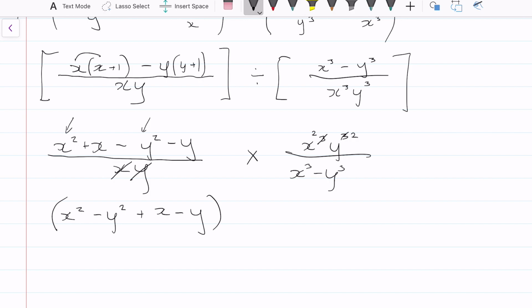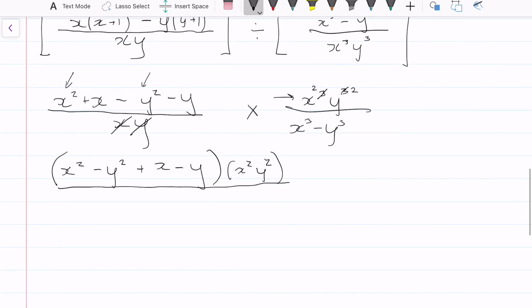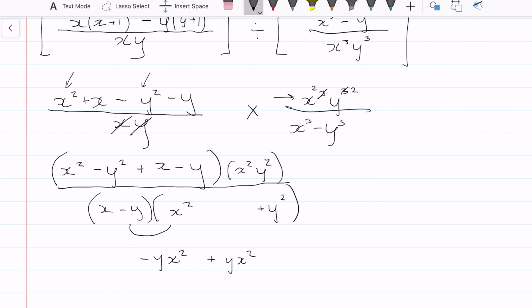And that is multiplied by this top term. That's x squared y squared. And we have x cubed minus y cubed. So let us factorize that. So we know we're going to have x minus y. We're going to have an x squared, and we're going to have a positive y squared. The middle term that we get is minus y x squared. So I need plus y x squared. So what do I need to multiply x by to get that term? I need a positive x y. Okay.